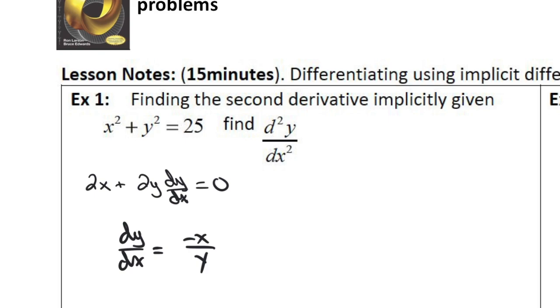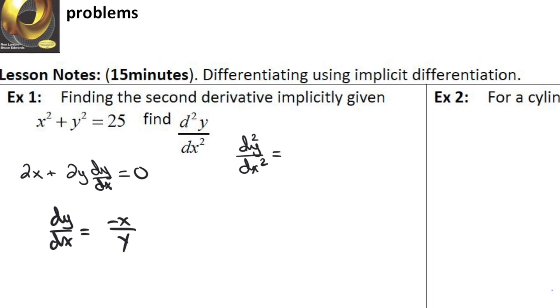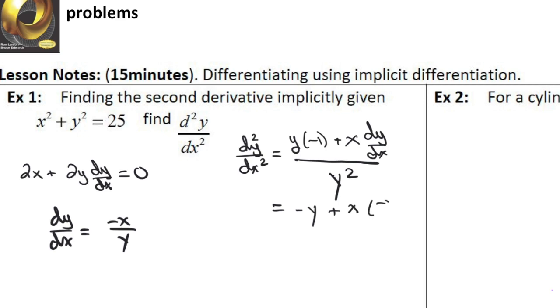And now let's find the second derivative with respect to x. So we get our d squared y dx squared. It's written this way so that it doesn't look like we're taking a derivative and squaring it. Instead, we're going to use our quotient rule. So we'll have the bottom times the derivative of the top minus the top times the derivative of the bottom, which is dy dx, over the bottom squared. So there's your y squared. Now what you should notice is our derivative has a dy dx in it. We're going to substitute. We have negative y plus x times negative x over y divided by our y squared.